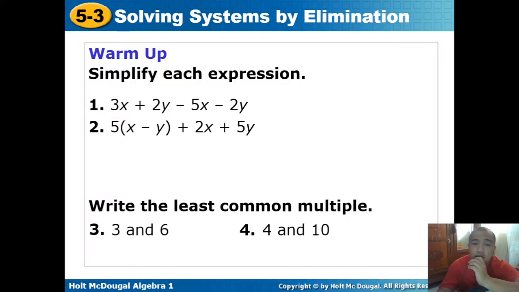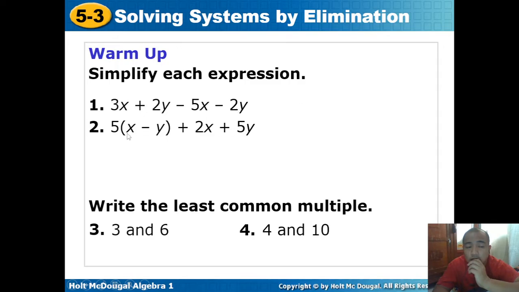Elimination method. So before that, let us first have a warm up. What's your answer for number 1? Simplify. 3x plus 2y minus 5x minus 2y. What's your answer? Correct. The answer is negative 2x. 2y will be cancelled. So the 3x minus 5x is negative 2x.